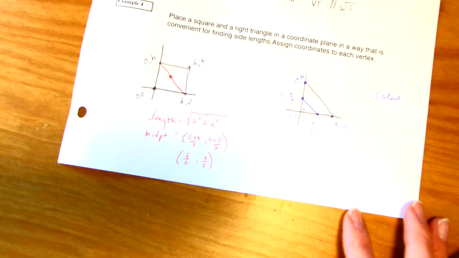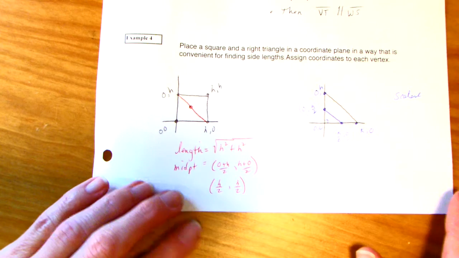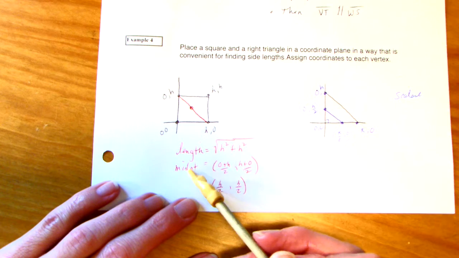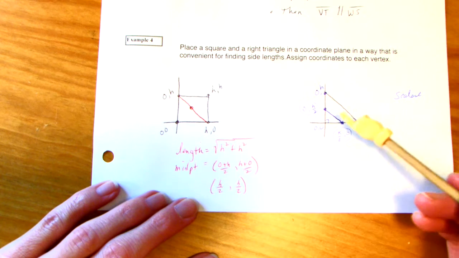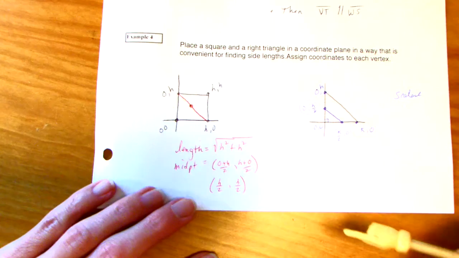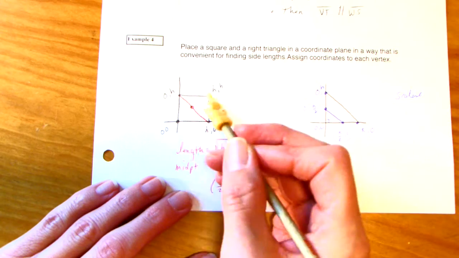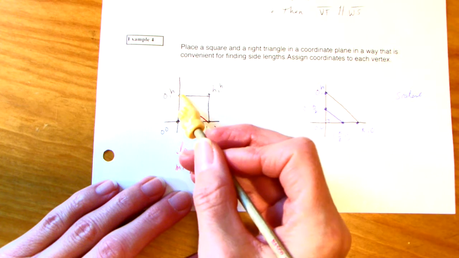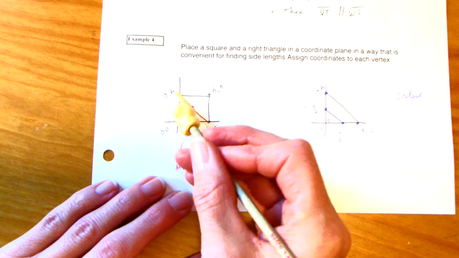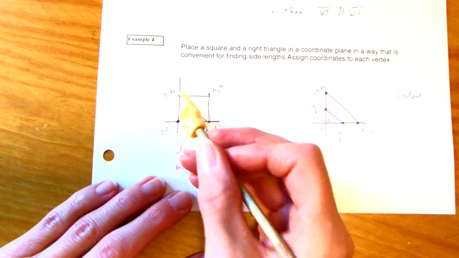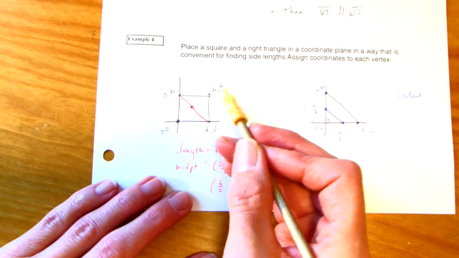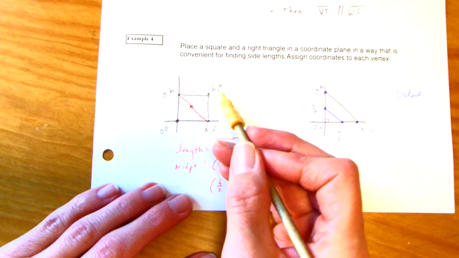Okay, example 4. Place a square on a right triangle in a coordinate plane in a way that is convenient for finding the side lengths. Assign coordinates to each. And then they want us to find the length and the midpoint of this diagonal. And then they wanted the ordered pair of this midsegment. Okay, so here we go. I drew a square, and I didn't know how tall this is, so I just said h. 0, h. That's how high it is. Well, since it's a square, that means this length is also h, 0. And to get to this point, we have to go over h, up h. So the ordered pair for the square is h, h.